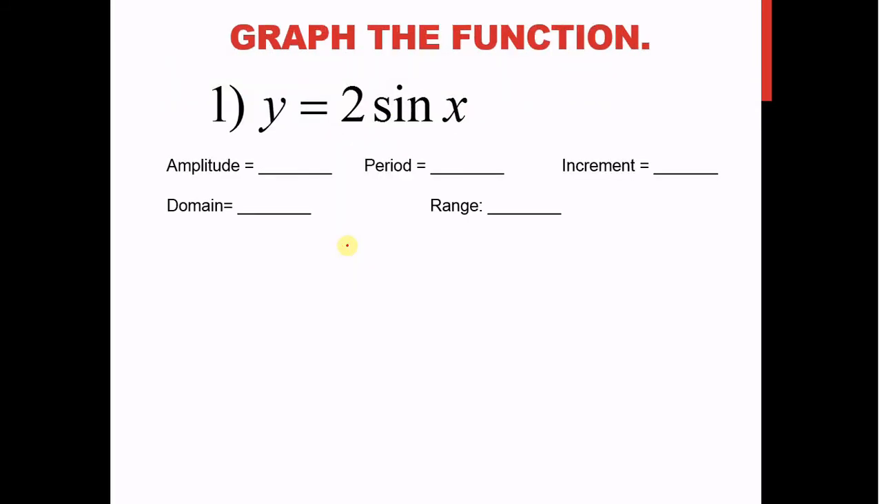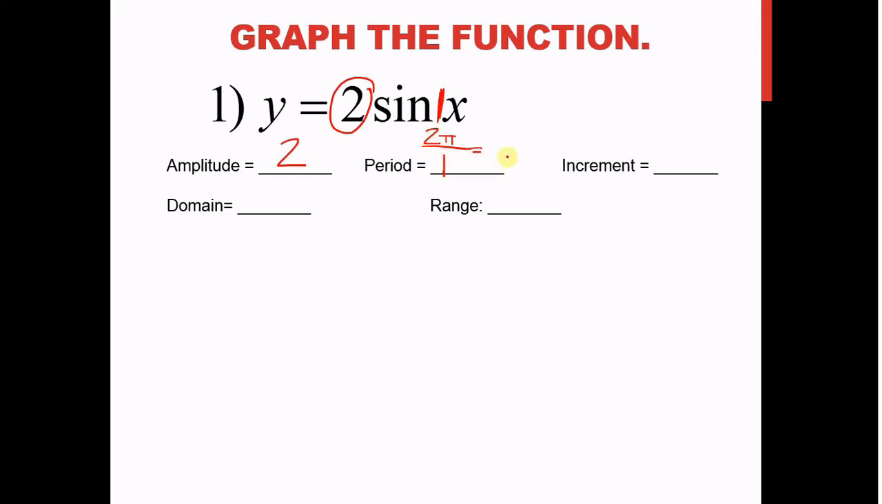So let's actually do something with this. Very first thing, we can figure out our amplitude, our period, and our increment. We'll figure out domain and range when we're done graphing. So my amplitude is my A, which is right here. So my amplitude is 2. My period, I'm going to do 2 pi divided by my B. Now notice how I don't have a B. Let's just assume it's 1, okay? Because if there's nothing in there, it's got to be a 1.